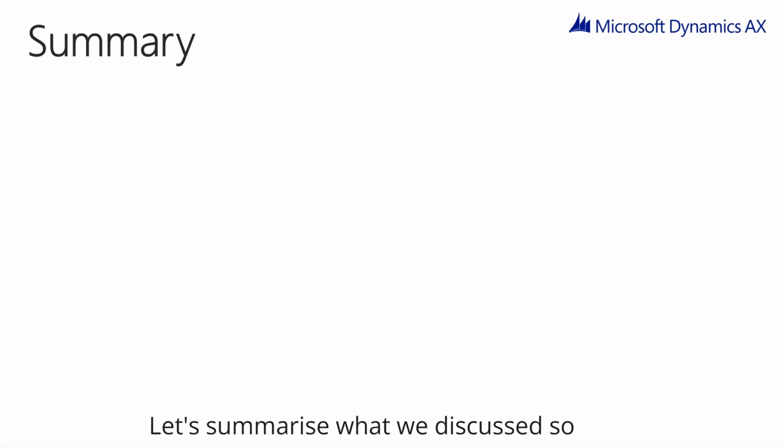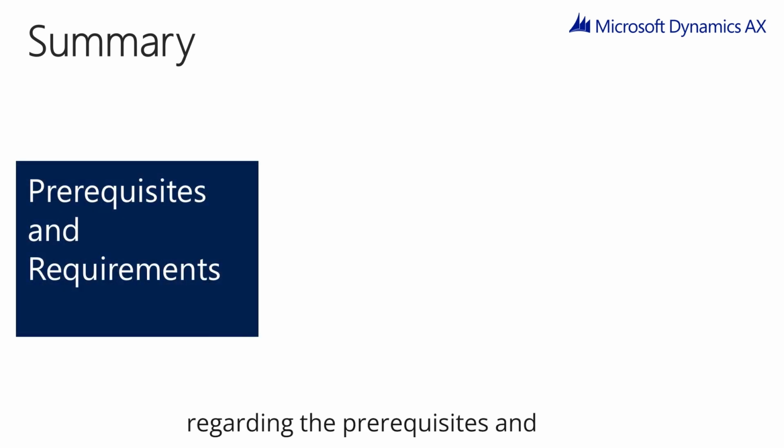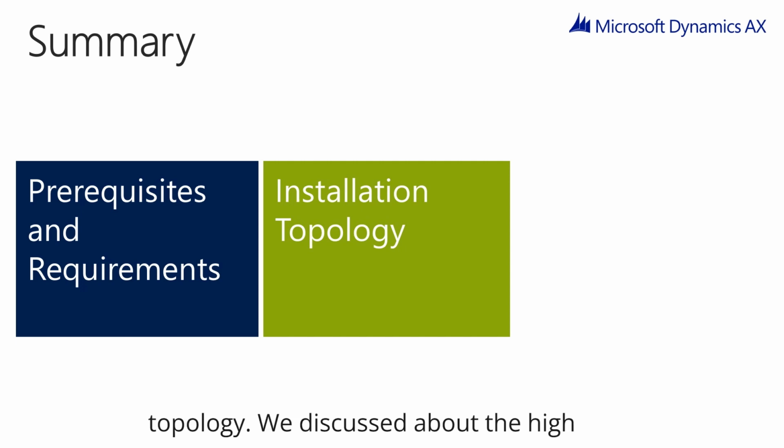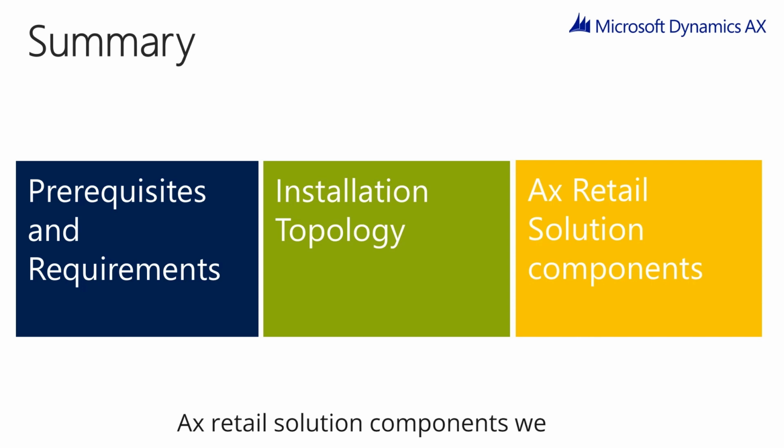Let's summarize what we discussed so far. In this module, we discussed the prerequisites and requirements. We discussed the minimum hardware and software requirements to install and run Dynamics AX 2012 R3. Installation topology. We discussed the high-level details of installation topology. AX retail solution components. We discussed the AX core components, commerce data exchange components, and online in-store components.